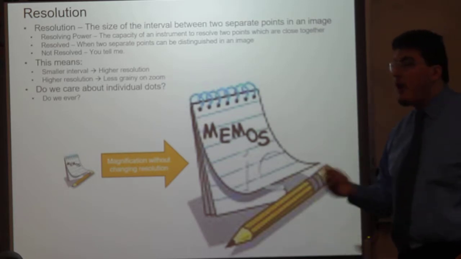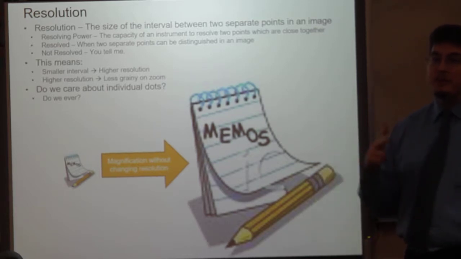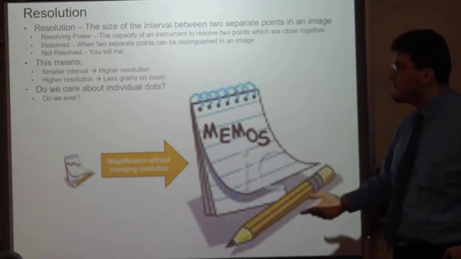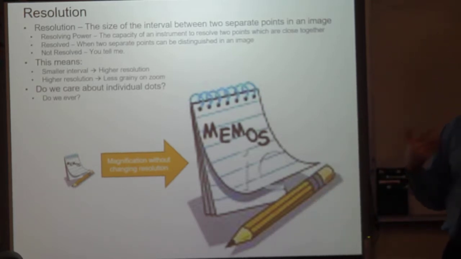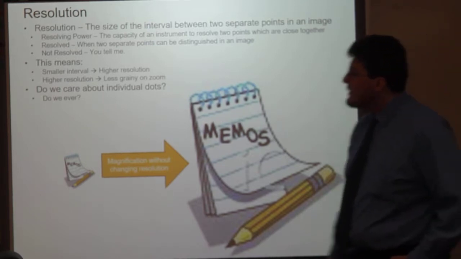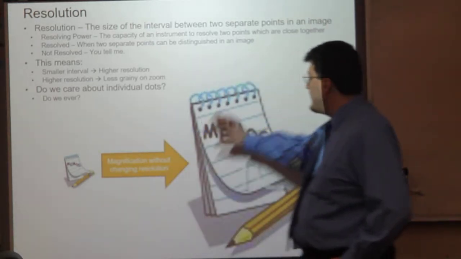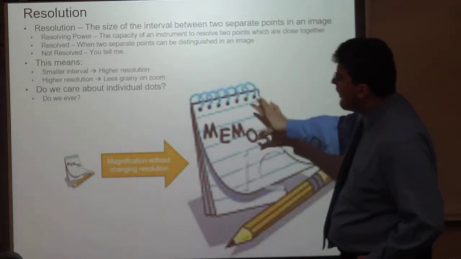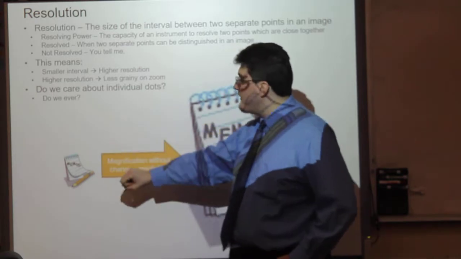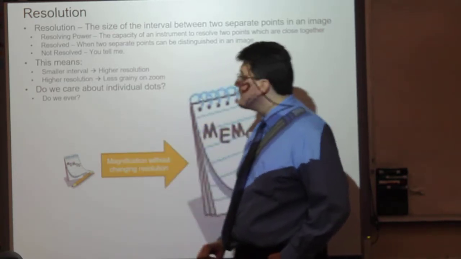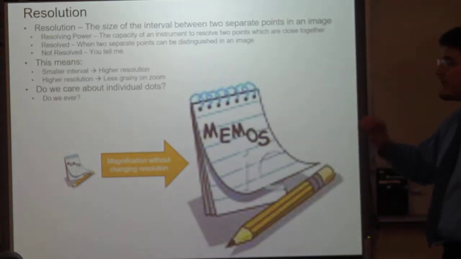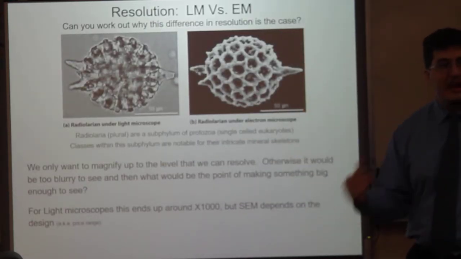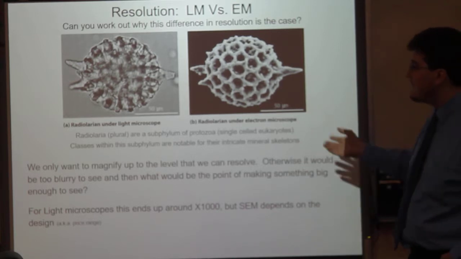This means that a smaller interval between these 2 points being resolved means you have a higher resolving power, higher resolution. Higher resolution gives you less grainy images when you zoom in. So here is an image, and here is a zoomed in image that is super grainy because you have a large interval between pixels. We don't ever care about individual dots. We care about resolution as it pertains to our ability to see specimens.